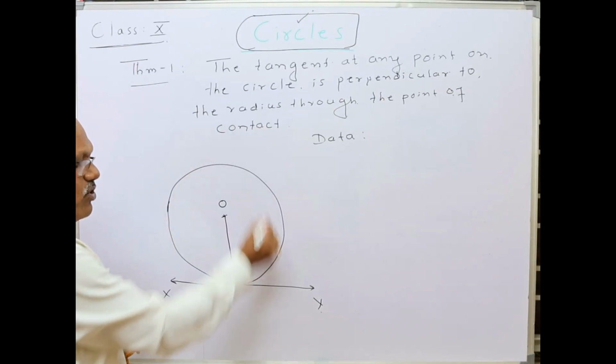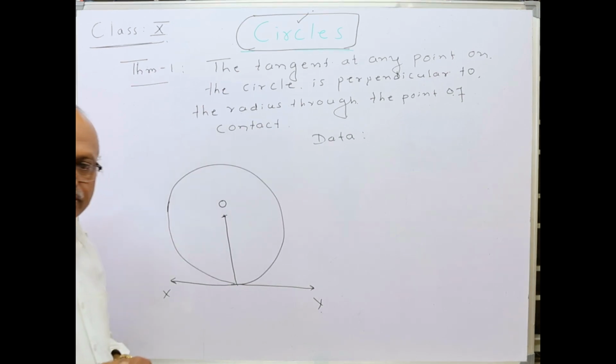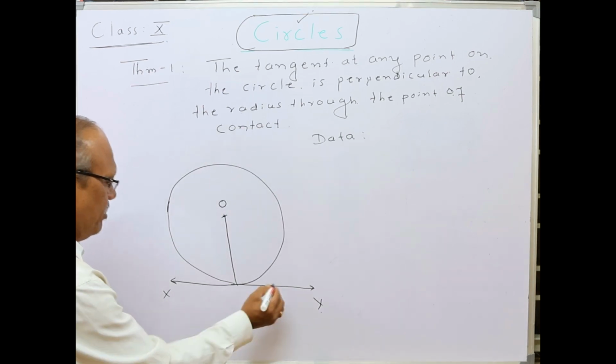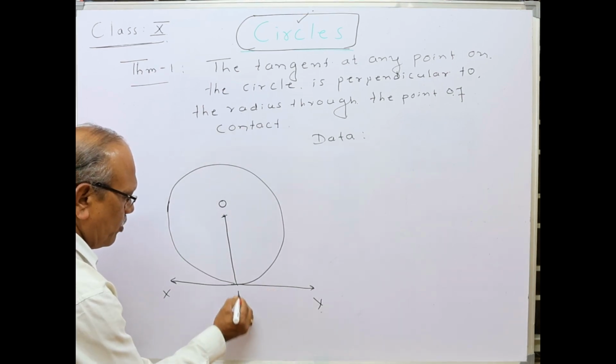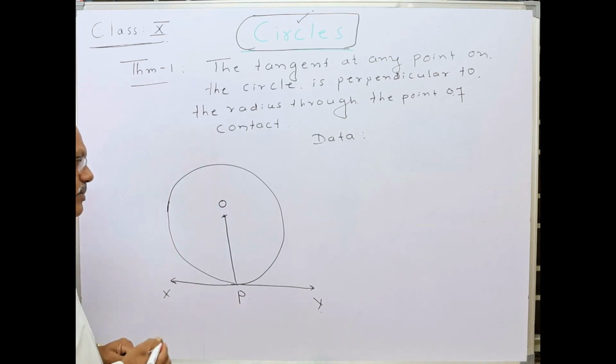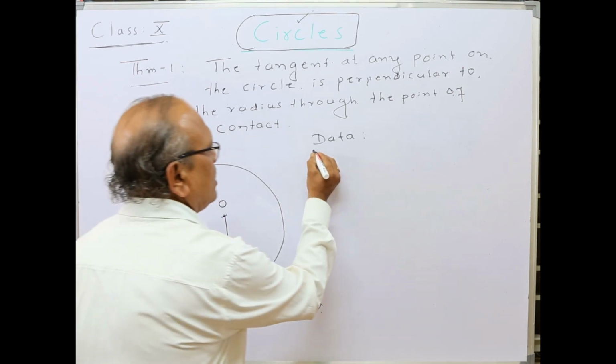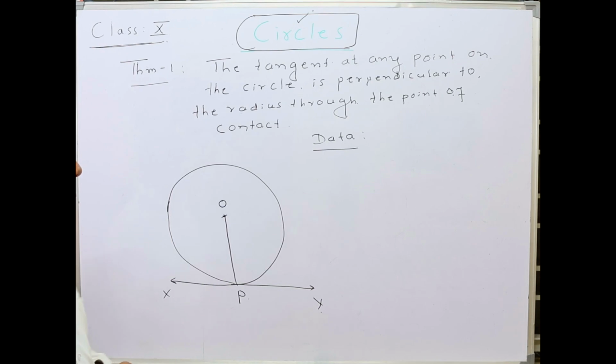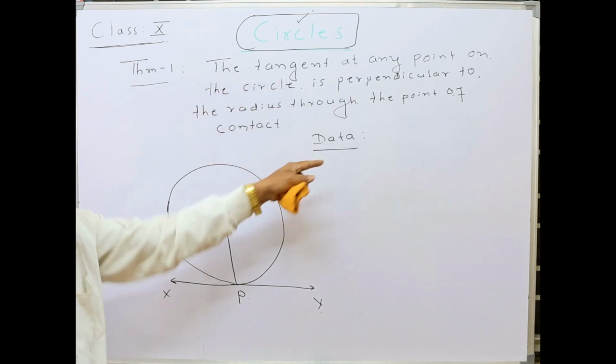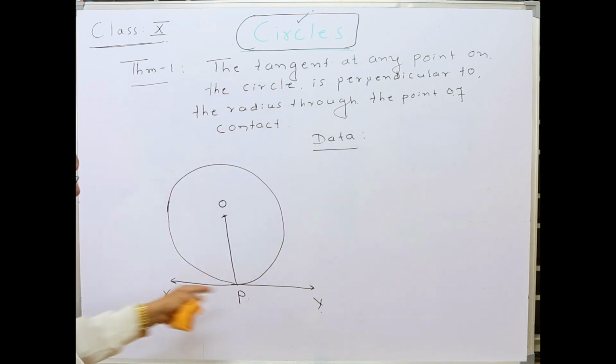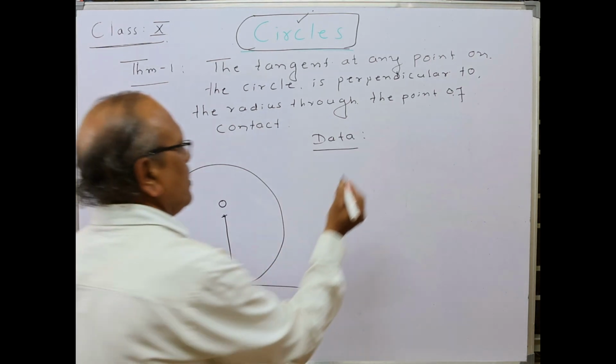Then you have to write the central part called the proof. First of all, you draw a circle with center O. Let XY be a tangent at the point P. That is what is given to you. Data means what is given. In the statement, whatever is given, you have to write it by looking at the figure.